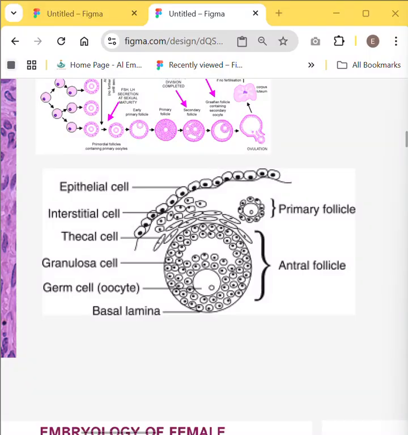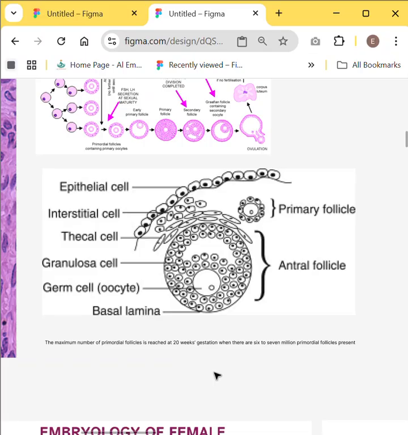The maximum number of primordial follicles is reached at 20 weeks gestation, where there are 6 to 7 million primordial follicles present. This is important because this is an exam question, so I'm just going to write it down here. Now, what happens is the numbers of these reduce by atresia, and at birth only 1 to 2 million remain.